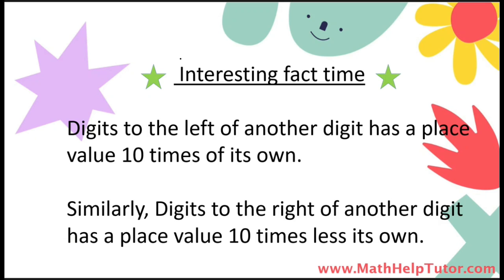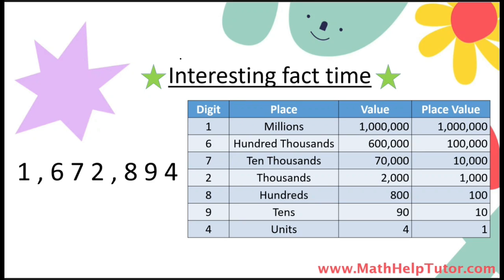In case you haven't noticed, a digit to the left of another digit in a number has a place value 10 times its own. Similarly, a digit to the right of another digit has a place value 10 times less than its own. Looking at the number 1,672,894, you will notice that each digit to the left of another digit is 10 times larger than its place value. In the same way, a digit to the right of another digit is 10 times less its place value.